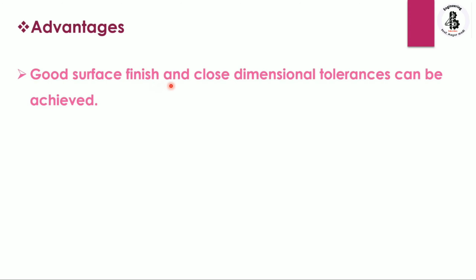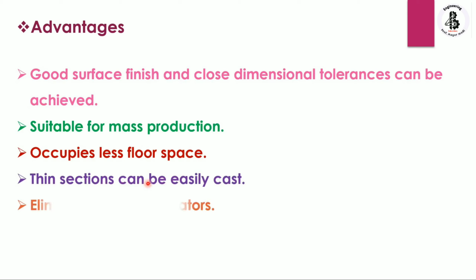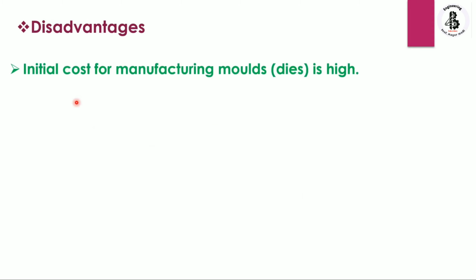Some of the advantages of this process are that good surface finish and close dimensional tolerance can be achieved. It is suitable for mass production because it is a permanent mold casting process, so it is only feasible with mass production. It occupies less floor space. Thin sections can be easily cast with the help of die casting. It eliminates skilled operators.